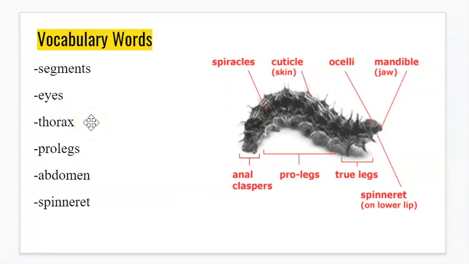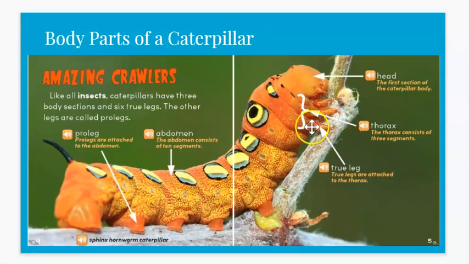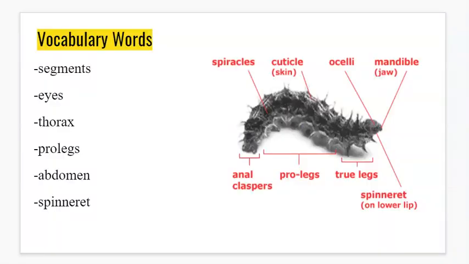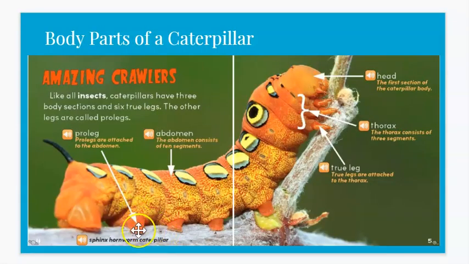Thorax. A thorax is near the neck and it has 3 segments. Here's the thorax, and you can see the 3 segments that make it up. Prolegs. Prolegs are legs that are attached to the abdomen. Here are the prolegs of this caterpillar, and you can see the abdomen is more in the center section of its body.